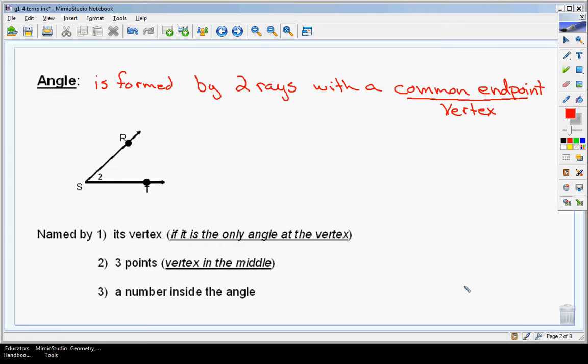An angle is formed by two rays with a common endpoint, and that common endpoint is called the vertex. If you look at our picture, this is one of the rays, SR. This is the other ray, ST, and they share that endpoint. So S is the vertex of this angle.